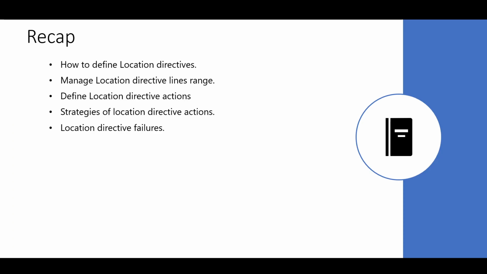Now let's recap what we discussed in the session. This session was about the location directive. First, we reviewed how to define the location directives and manage the quantity range of each location directive line, and then how to link the location directive lines to location directive actions. Then we discussed the available strategies of the location directive actions, and at the end, we reviewed the potential reasons for the location directive failures and how to control them.